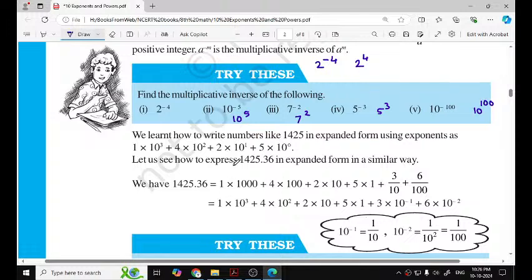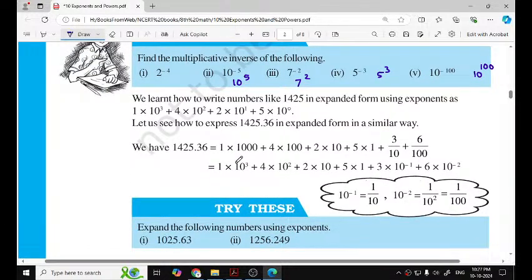We learned how to write numbers like 1425 in expanded form. This is in the thousands place, so we write this as 1 into 10 cube. This is in the hundreds place, so we write this as 4 into 10 square. 2 is in the tens place, so this can be written as 2 into 10 raised to 1, and 5 is at the units place, so that is 5 into 10 raised to 0. Now observe that the power of 10 goes on decreasing.